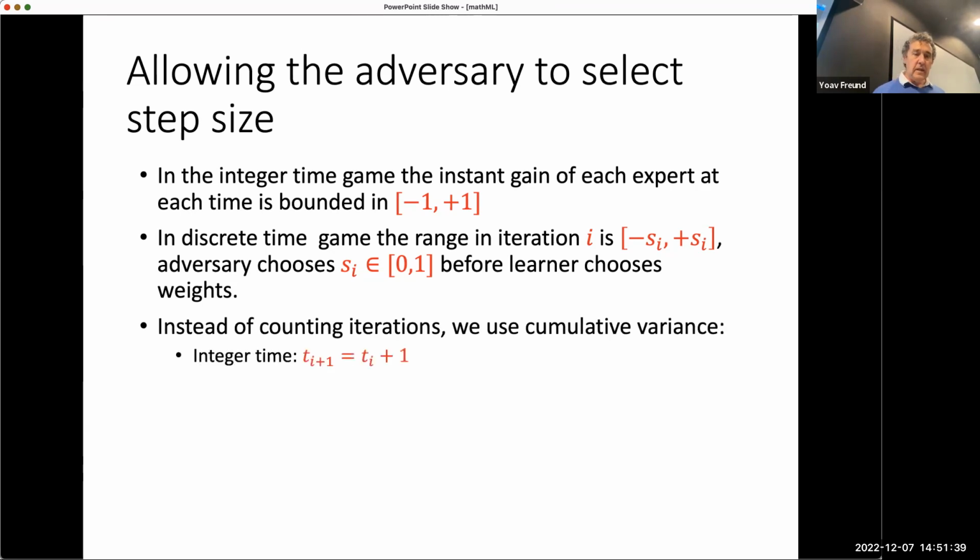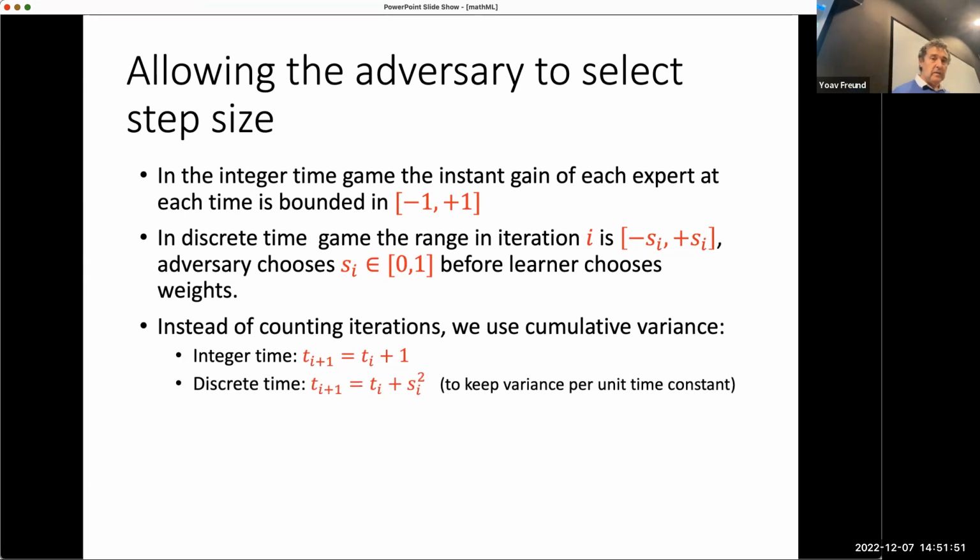And the balancing is that instead of in the integer time, we say t_{i+1} is t_i plus 1, just the next step. In the discrete time, we say t_{i+1} is t_i plus s_i squared. And why is that necessary? Because if you think about the adversary that we know and love, the one that does plus s_i, minus s_i with probability 1/2, if you halve the step size, you need to actually quadruple the number of steps. Otherwise, the variance would shrink or grow.